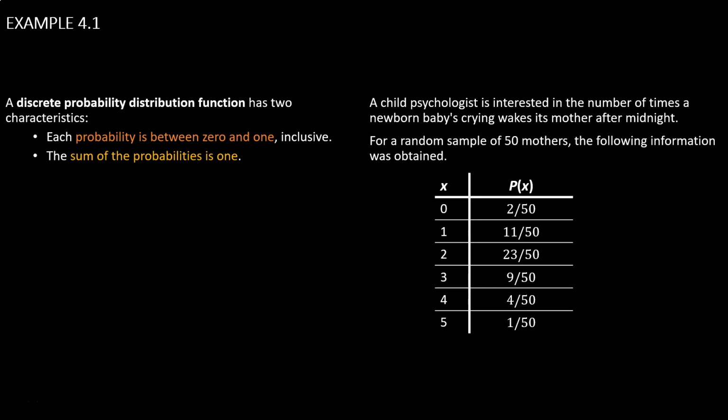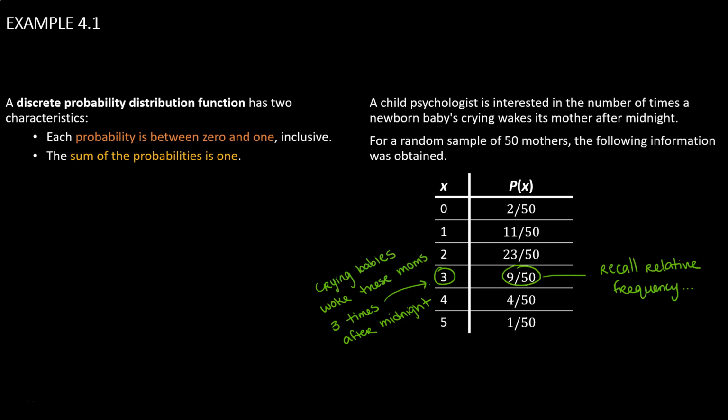In this case, we're actually looking at a discrete probability distribution function. And this probability distribution function shows us things like the probability that a mom wakes 3 times after midnight due to a baby's crying. Now, the proportion of moms who wake up 3 times after midnight looks like a relative frequency, but we're actually interpreting this as a probability.